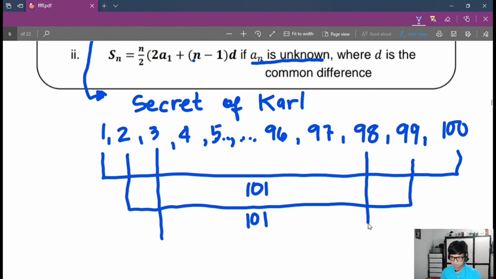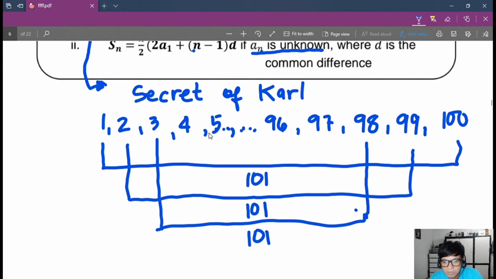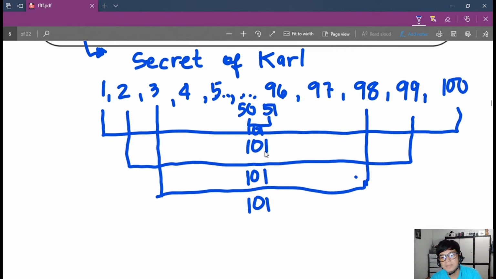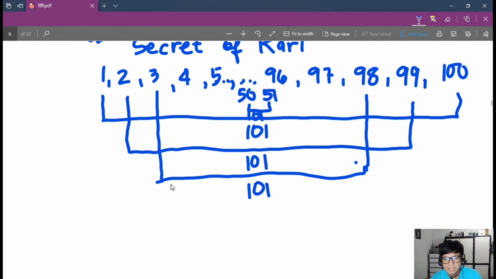Next, yung third term and yung third to the last na term, pag i-add is 101 also. Hanggang sa naabot niya yung pinakagitna, which is, ang pinakagitna dito na terms are 50 and 51. So, pag i-adding yan siya, the sum is 101. So, meaning, ang ginawa ni Carl, sabi niya, ibig sabihin, there are how many pairs? Pag i-pairs ko ito lahat, itong 1 to 100, there are 50 pairs.